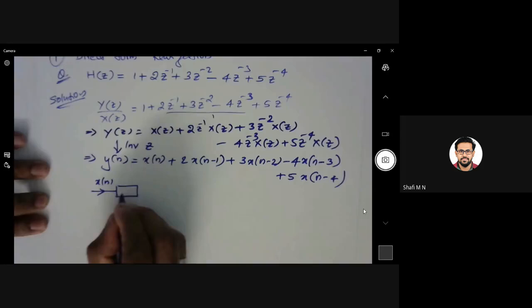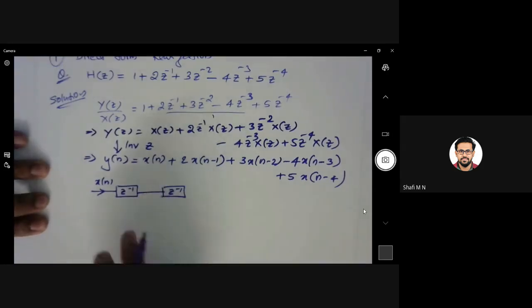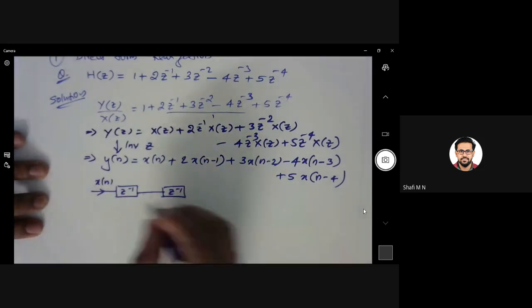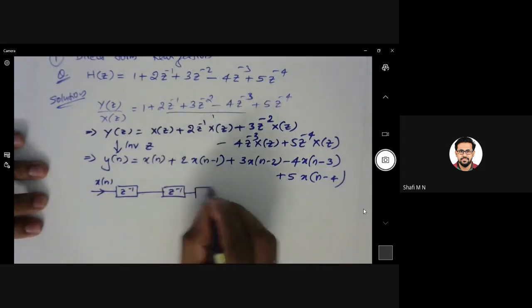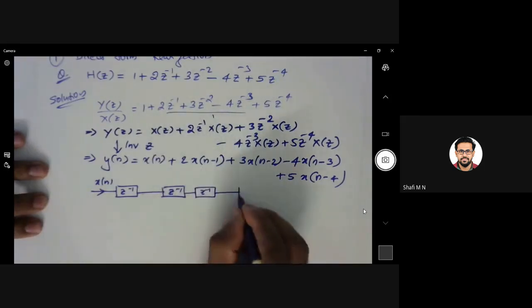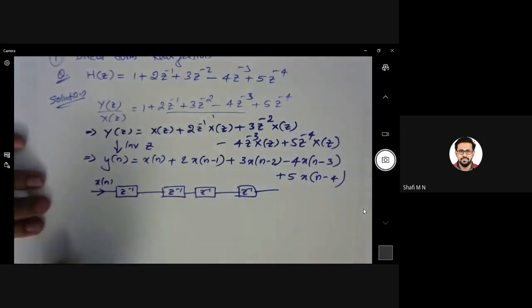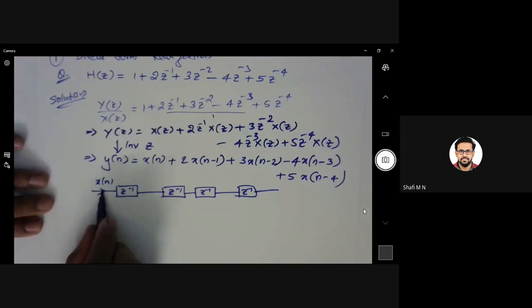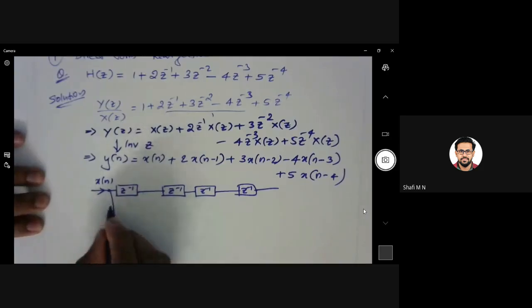So let me draw 4 delay elements directly like this. Previously, when you draw the delay elements, you draw it in the bottom direction, or vertical direction. Now you mark it horizontally. Z raised to minus 1, Z raised to minus 1. So you have 4 delay elements. At this point, your signal is x of n. So you need x of n, right? So I'm going to tap x of n directly.